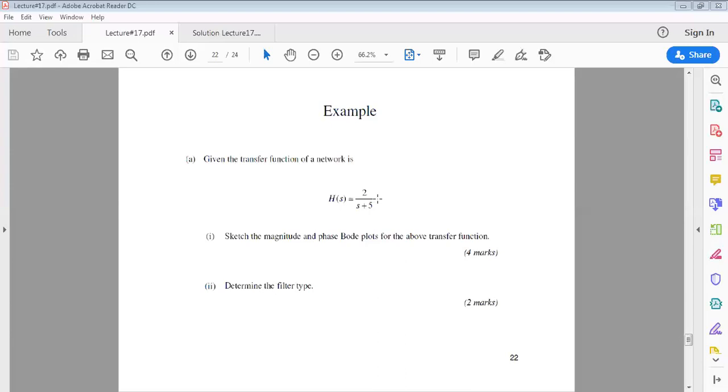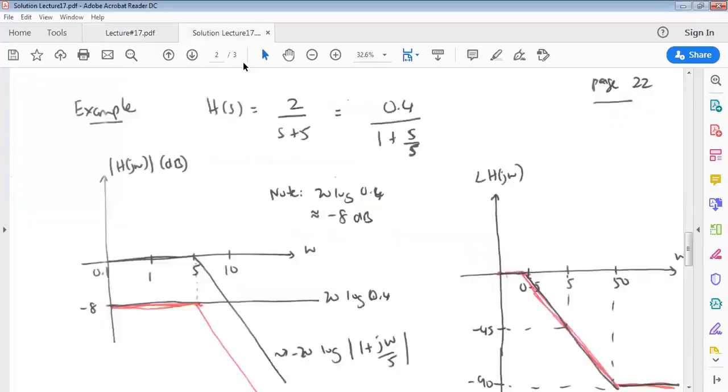But for the sake of proving it, we are going to sketch the magnitude and the phase plot for this transfer function, and afterwards determine the filter type. We just need to prove that this filter is actually a low pass filter. So let's have a look at the solution for this example.